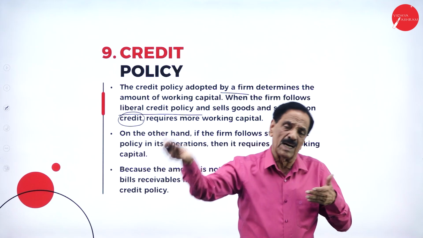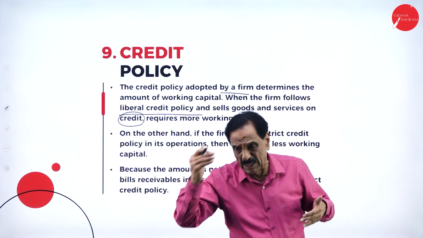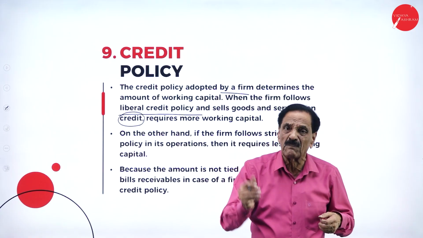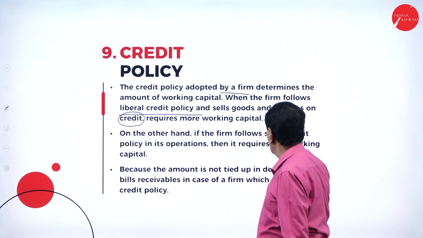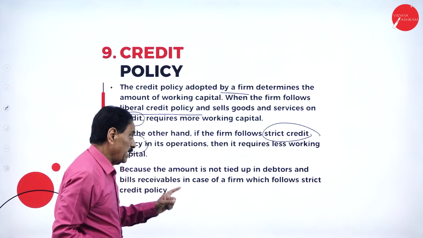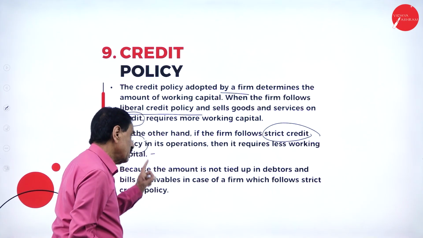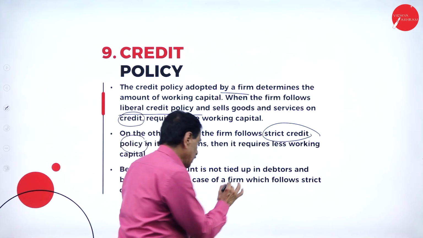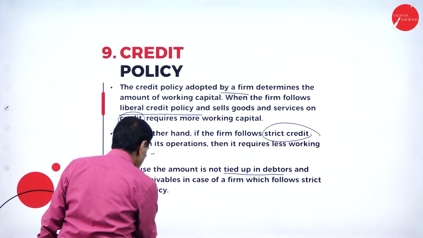When the goods have been sold to the customer on credit, the customer becomes the debtor, we become the creditor. We have to collect the money from the debtor. It takes time. We require more working capital. On the other hand, if the firm follows a strict credit policy in its operation, then it requires less working capital because the amount is not tied up in debtors. This is important. And bills receivable.